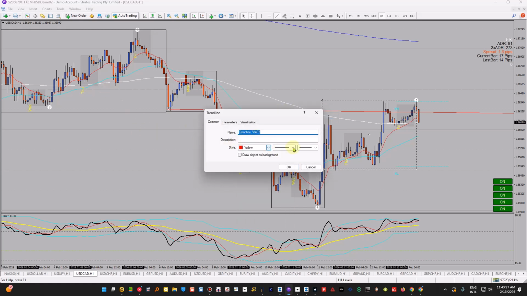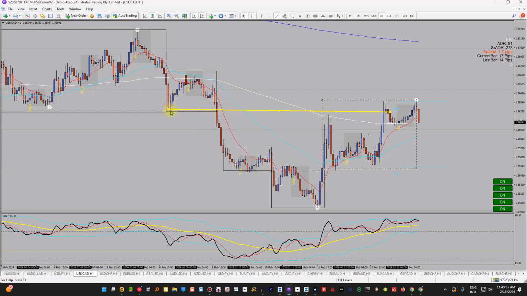I'll make this yellow for visibility purposes. Thicken it up, take off the ray, and there we are. All right, so we have a zone flip here, which is a high volume area where we expect reversals. We did approach the zone flip here, but we have a full zone flip here. We do have a fair value gap also coinciding.